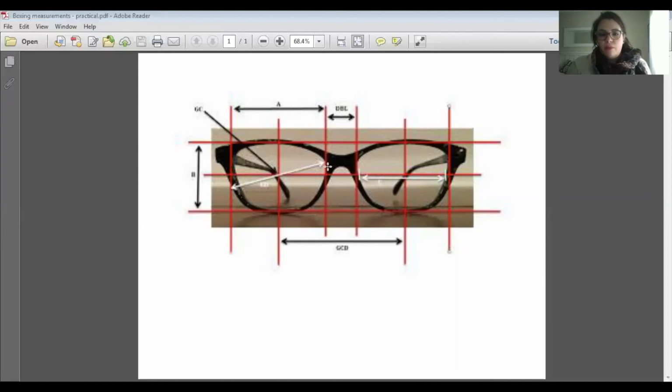And also, I want you to take into account your DBL. Look at where it is measured. It is measured where the two lenses are the closest to each other, because that will be exactly the same measurement as the distance between the two boxes. The box from your right eye and one from your left eye, the distance between those two.